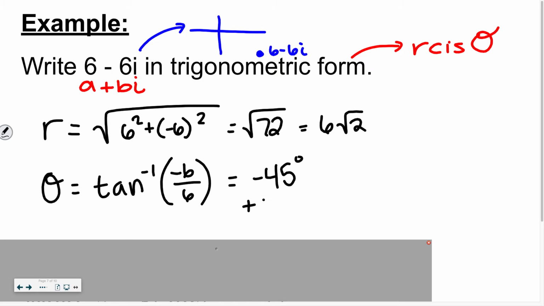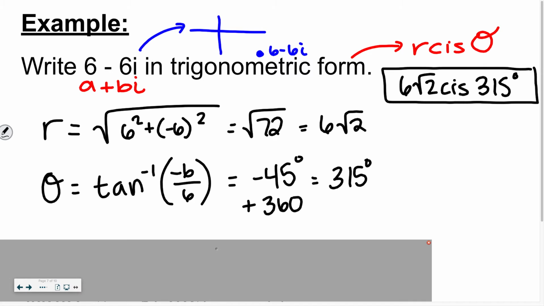Add 360. If it ended up that your complex number was plotted in quadrant 2, then you would add 180. So how do you know when to add 180 or 360? It depends on where the point is. So you have to think visually. Okay, I got R, I got theta. My answer, R cis theta, is 6 square root 2 cis 315.